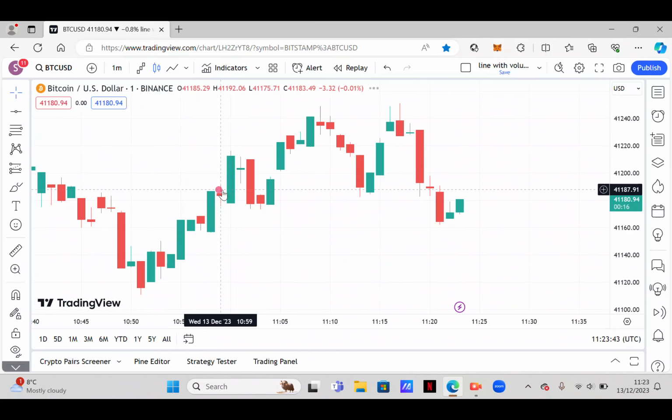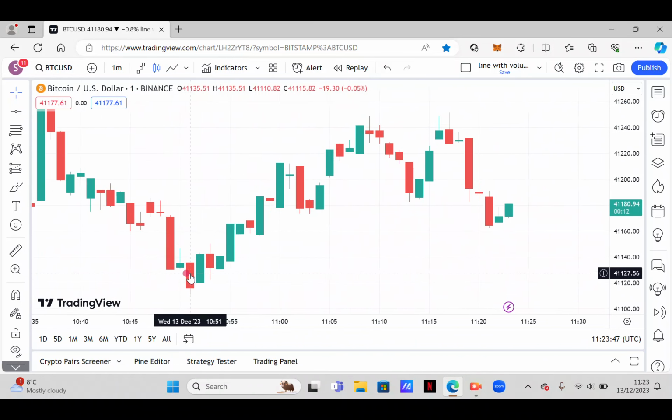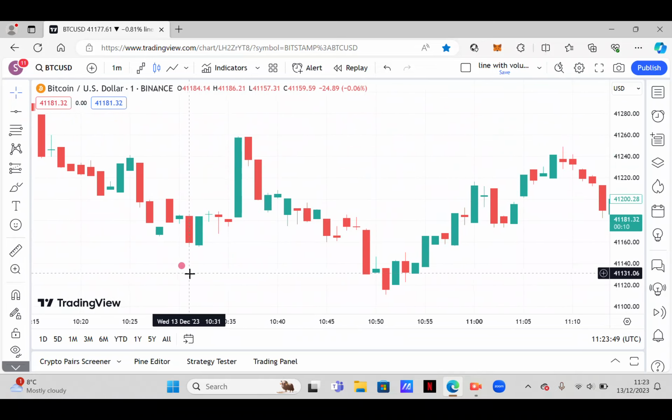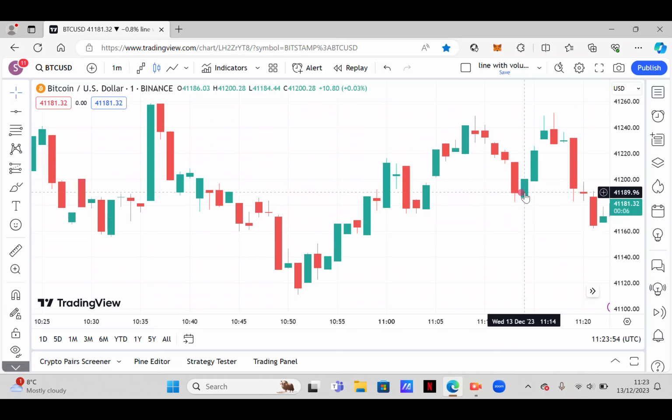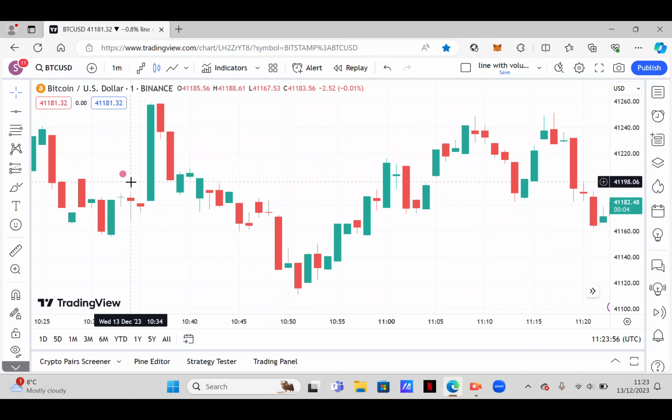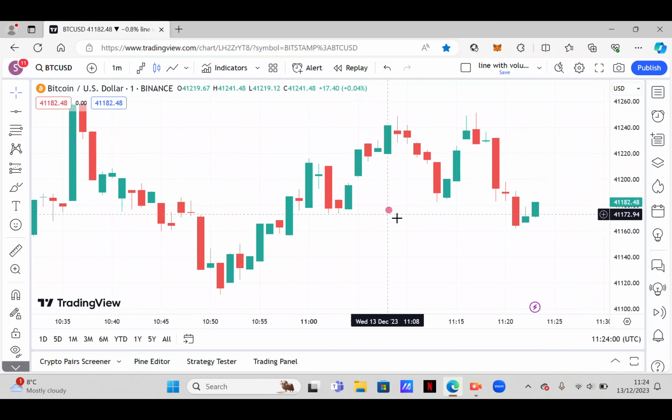Some people trade on an hourly, on a 30 minutes, on a minute. So if you change to a minute, this is literally what happened in 1 minute. So you can use it depending on how you want to trade.